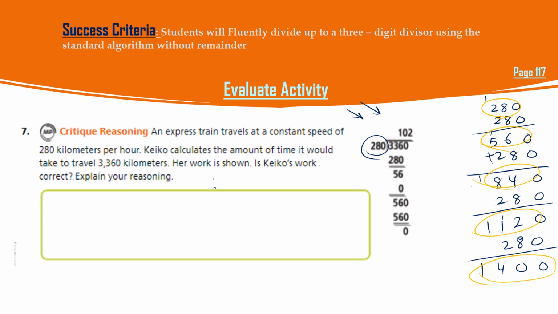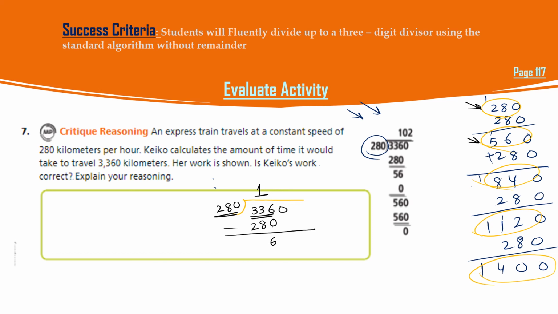this is 5 times. Let's do our work. So we write here 3360 and here 280. Outside in the divisor we have 3 digits, so inside we will take 3 digits. Now this is 336 and here 280, so we will take the smaller number. So 1 time 280. Subtract 0, 6 minus 0 is 6.